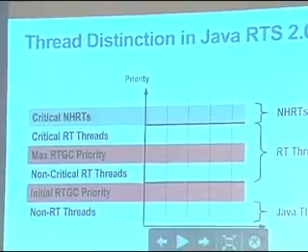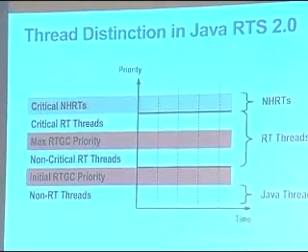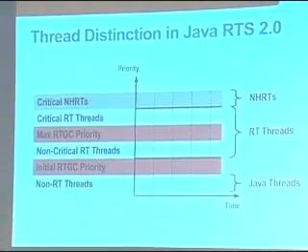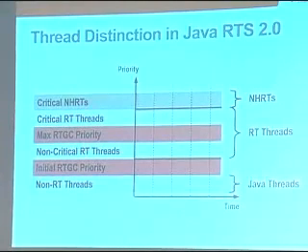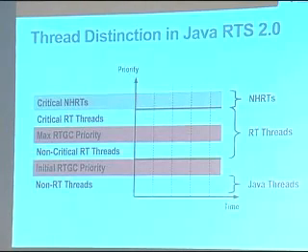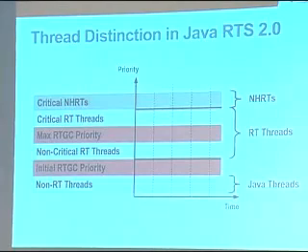This is how it looks in Java RTS 2.0. Of course, the NHRTs are above everything, and they execute whenever they damn well please. The real-time threads now are split into two chunks. So you can have real-time threads with higher priority than the GC and real-time threads with lower priority than the GC. And then non-real-time threads always have lower priority than the GC. And the GC there has a range of priorities. It starts off at its initial priority and then moves up as it needs to do more work in our model today.